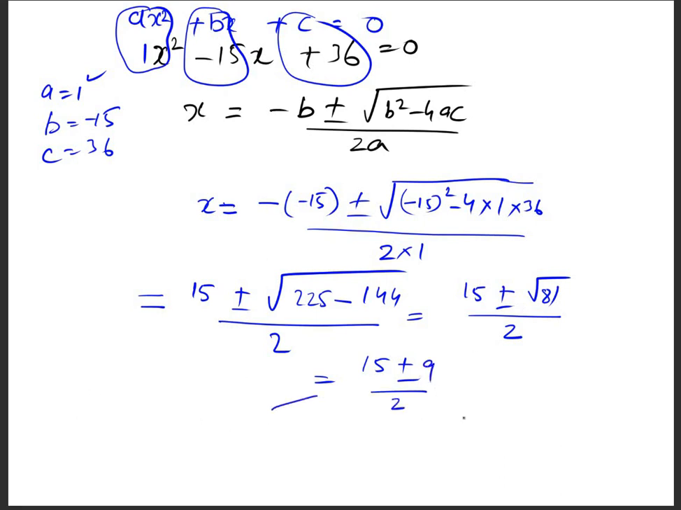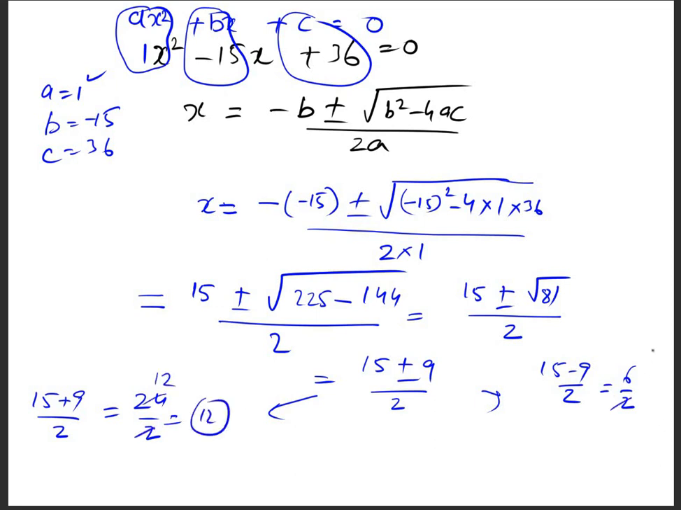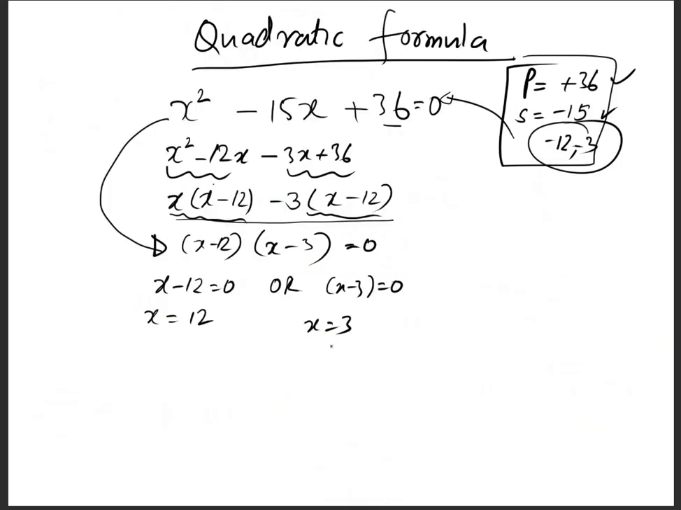So now I split this into two parts. So I say 15 plus 9 over 2 and 15 minus 9 over 2. What is 15 plus 9? It is 24 over 2. And what is 15 minus 9? It is 6, 6 over 2. So this is 12 and this is 3. So you see, you got the same answer, 12 and 3, the values of x that we got in the first place.